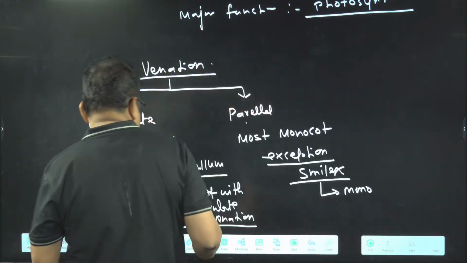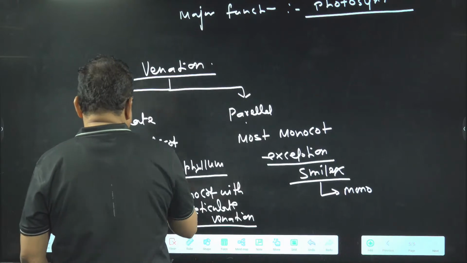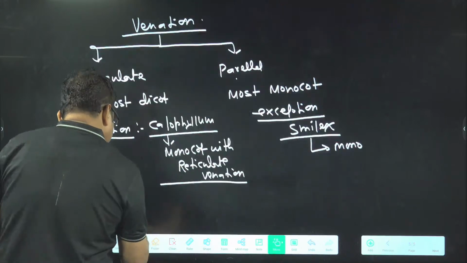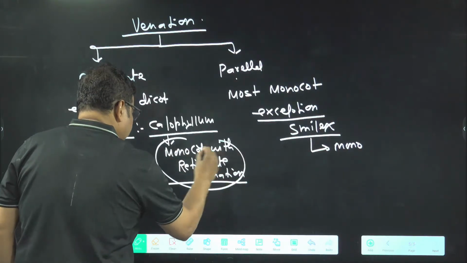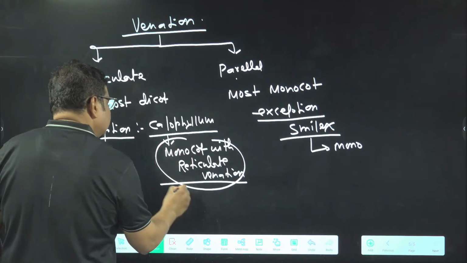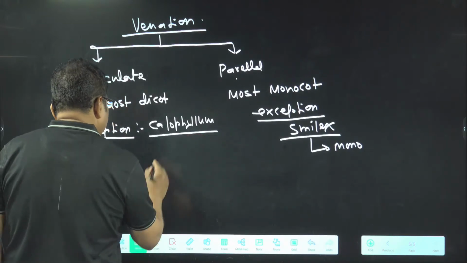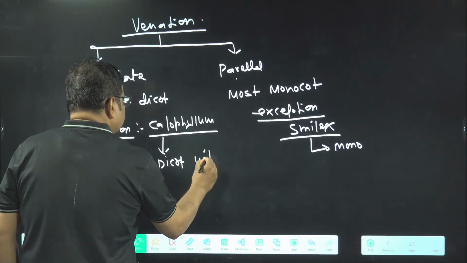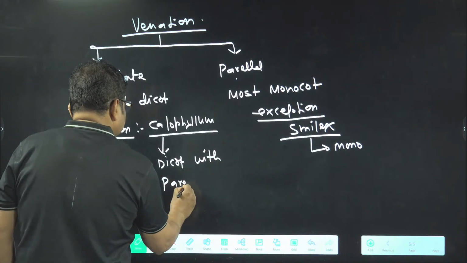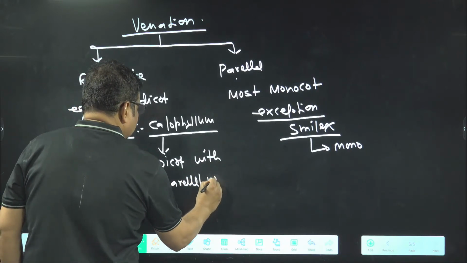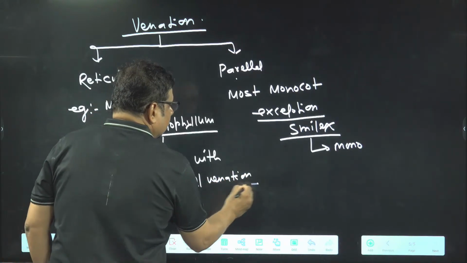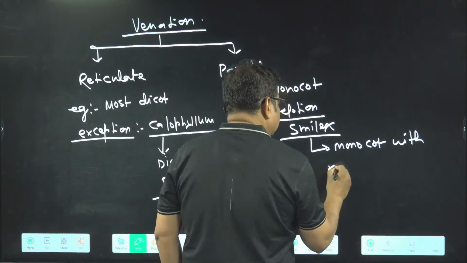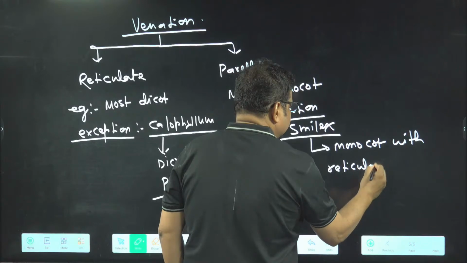Sorry, just a minute. Here I wrote wrong. Let me remove it. Here you can say what? Dicot with parallel venation. And here Smilax is a monocot with reticulate venation.